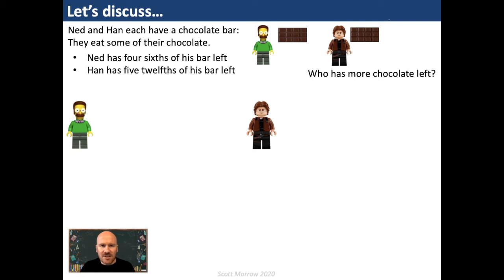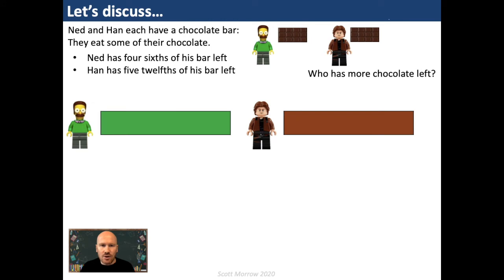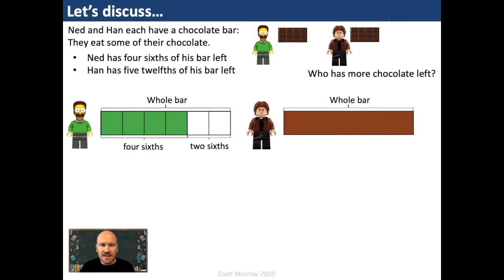Once again, let's start by drawing bars to represent, in this case, the whole bars of chocolate. Ned has 4/6 of his bar left, so let's split this bar into 6 equal parts to make 6ths. He's got 4 of those 6 left, and he's eaten 2 of the 6. Han has 5/12 of his bar left, so let's split that bar into 12 equal parts to make 12ths. He's got 5/12 left, and you can see there that he's eaten 7/12.